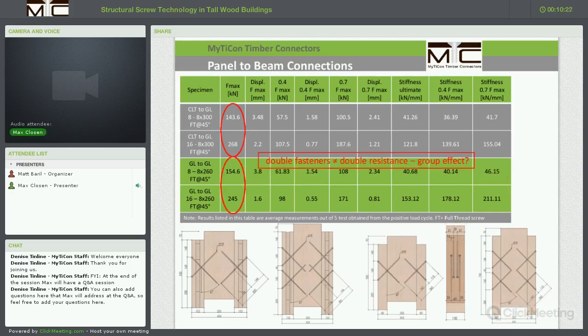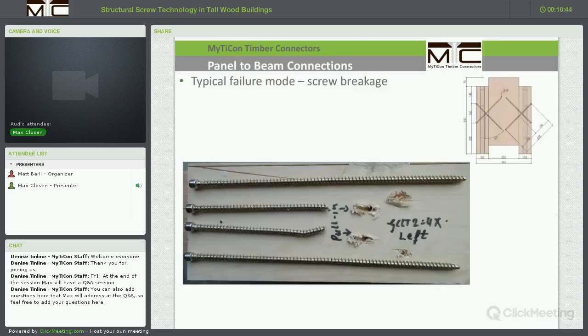What we basically see, if we double the amount of fasteners, we do not double the connection capacity. This must indicate some sort of group action factor for these connections if they are loaded the way we loaded them. For the stiffness, we can basically say if we put in more fasteners into the connection, we will see less displacement and a much stiffer connection performance.